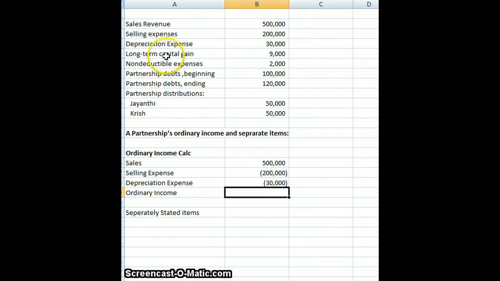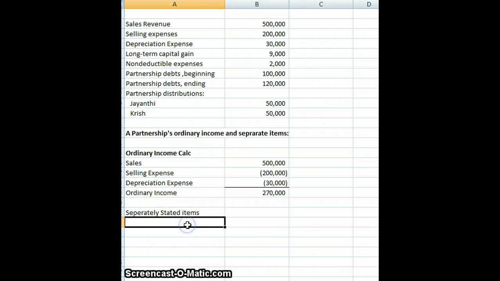Looking at our other items, long-term capital gain. Remember, capital gains on the sale of securities are not part of ordinary income, so that is going to be a pass-through, maintaining its original form as a long-term capital gain, which will go on to the individual partners. Their portion of that goes on the individual partners' returns. Non-deductible expenses, same thing, $2,000 passes through. So our ordinary income for the partnership is going to be $270,000.